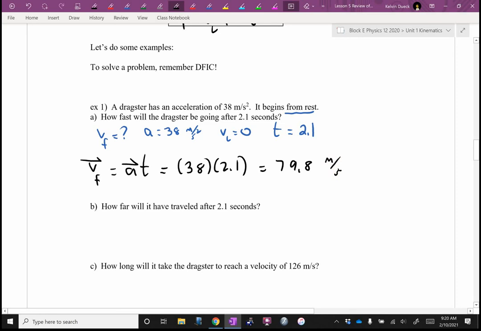Now, there's an implied direction. We got a positive answer, so we would say or assume forward. I didn't include north, south, east.